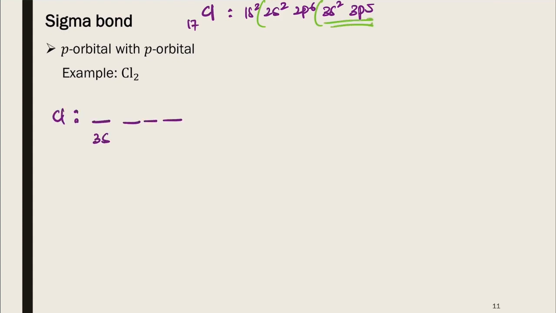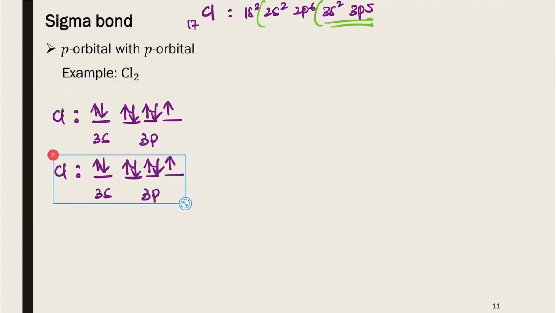And the last example for sigma bond is between p orbital with p orbital overlapping. So kita punya contoh di sana adalah chlorine. So untuk draw dia punya orbital diagram, kita kena determine dulu chlorine punya valence electron shell. Okay, so dia punya valence electron shell adalah 3s2 3p5. So kita draw orbital diagram bagi chlorine.